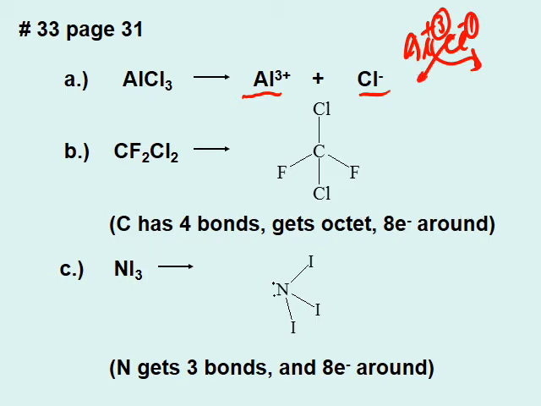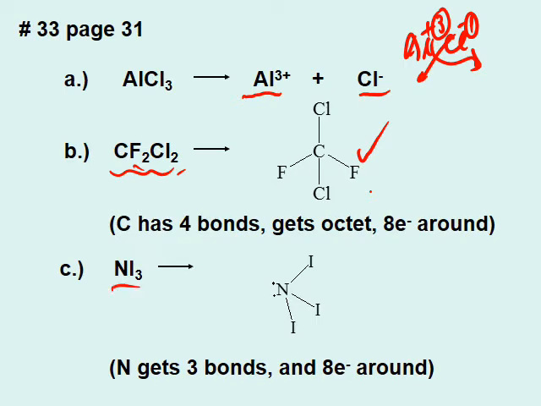Now next we're getting an organic compound, CF2Cl2. Again, carbon must have 4 bonds, and that's exactly what we have assigned, and then we do have 4 different elements. So you just stick in 1 element to each bond, and that's how we got this compound.